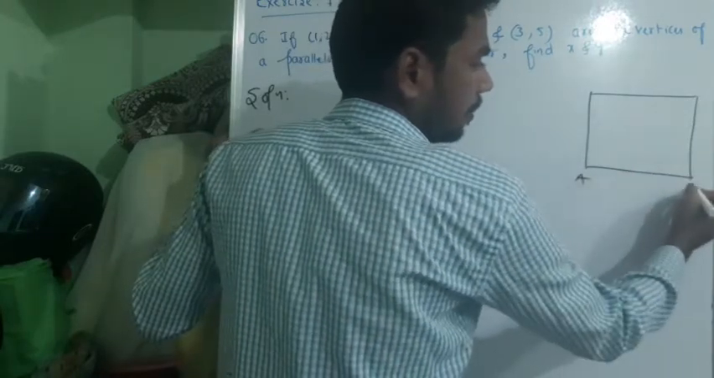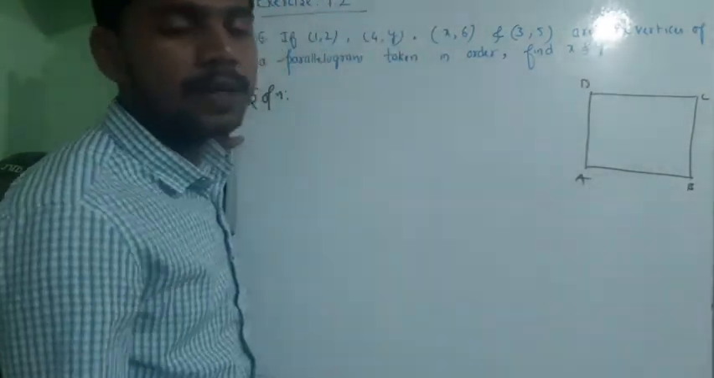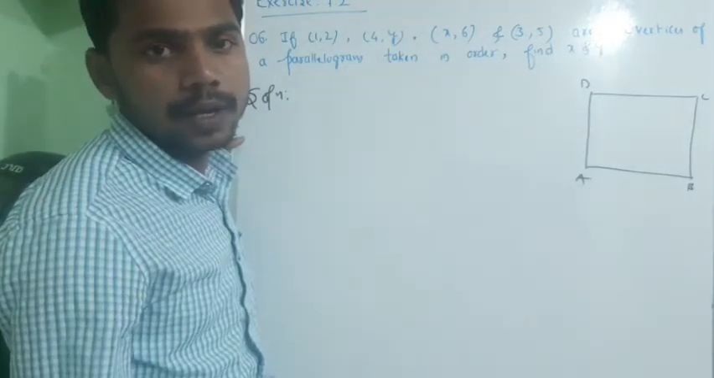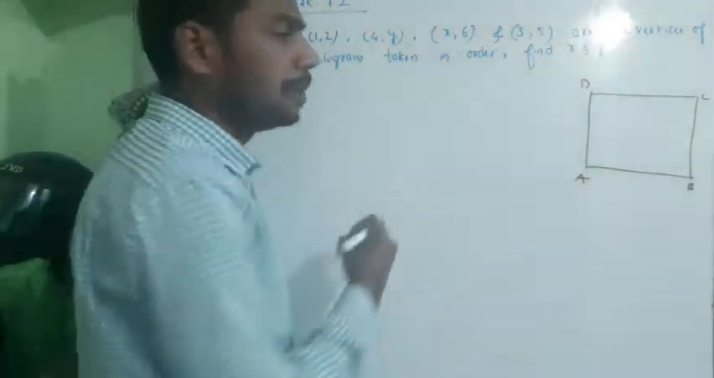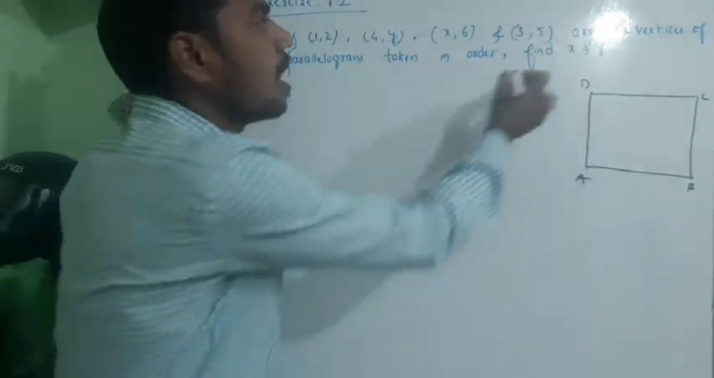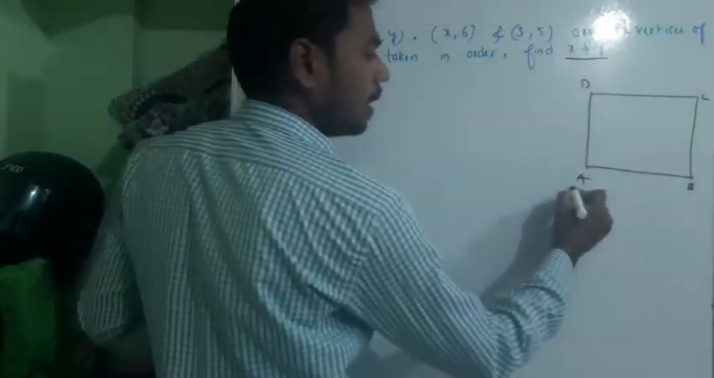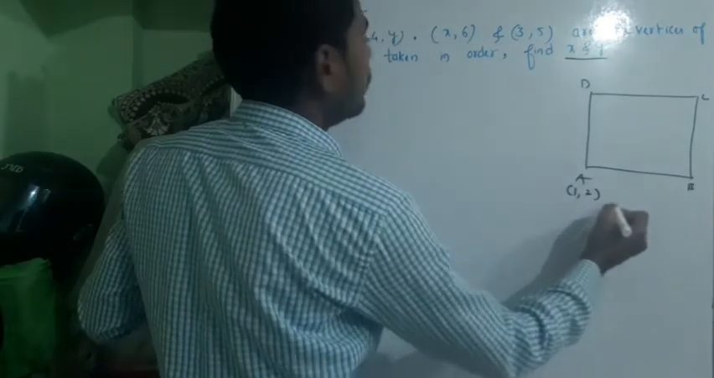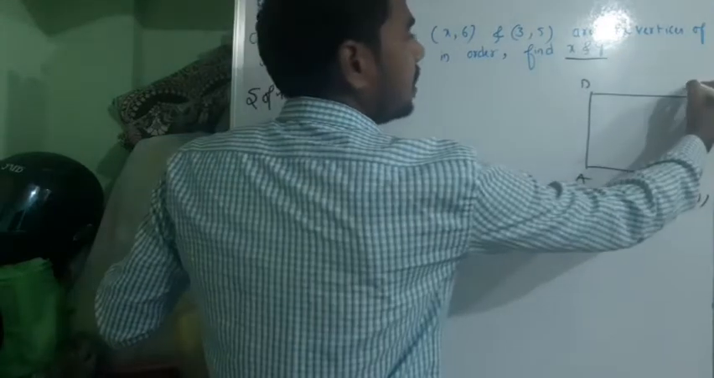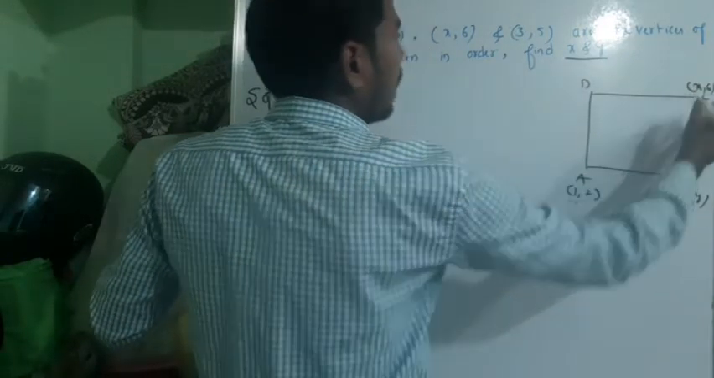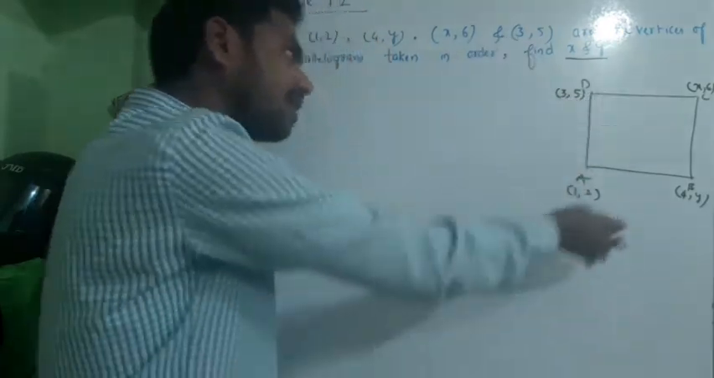Let A, B, C, D be the vertices of a parallelogram. What is the property of a parallelogram? The diagonals of a parallelogram are going to bisect each other. So we use that property and we are going to find the value of x and y. So what is A? Let's see. (1, 2), (4, y), (x, 6) and then (3, 5). So we are going to take this in the order.